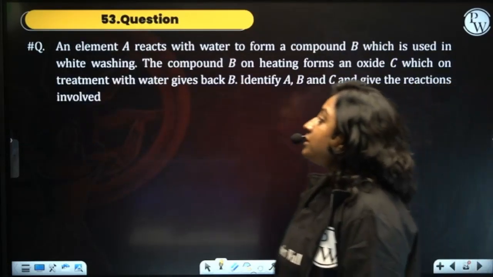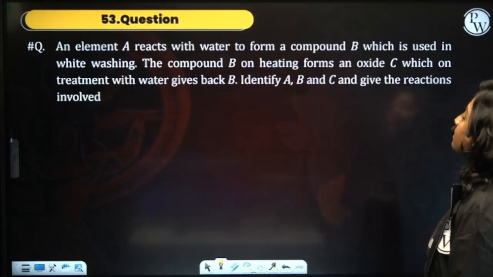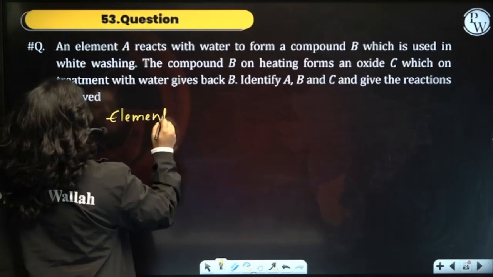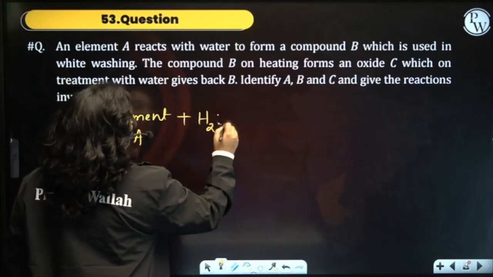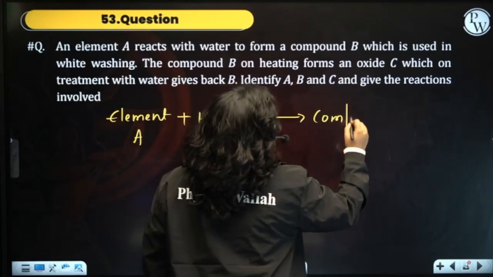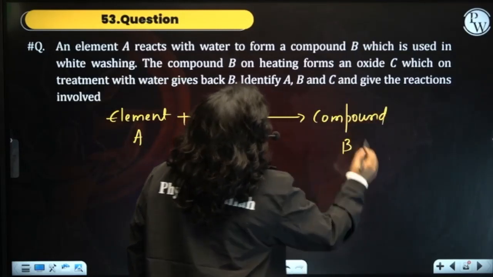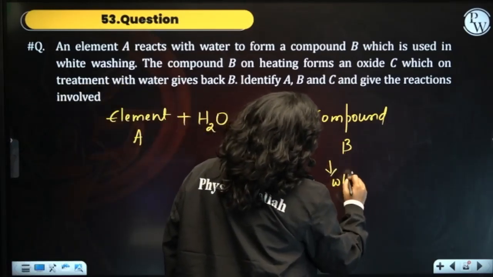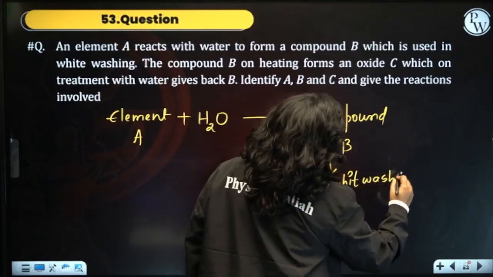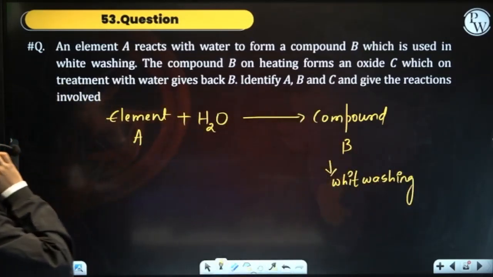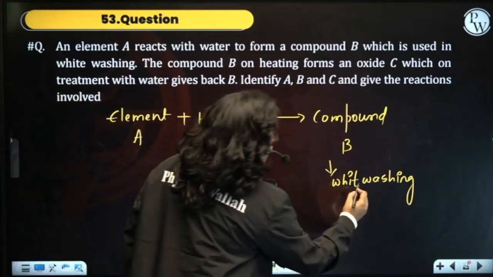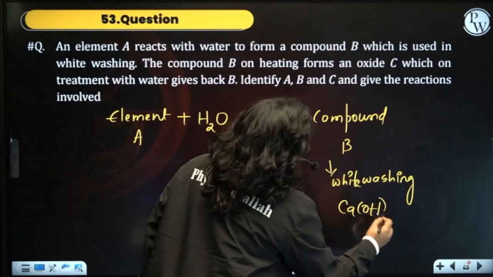So 53rd question. An element A reacts with water to form a compound B, which is used in whitewashing. The compound B on heating... If it is used in whitewashing, then it should be Ca(OH)2, right? We have learned this equation many times.